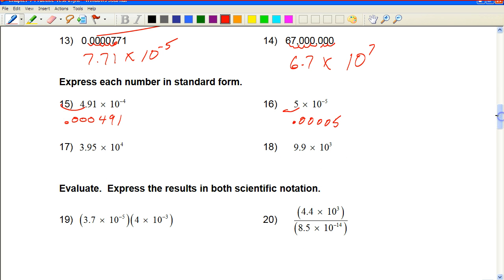Yep. And it's positive, so we're going to move it to the right 4 times. So 1, 2, 3, 4. All right, and then it's positive, so we're going to move it to the right 3 times. So 1, 2, 3.